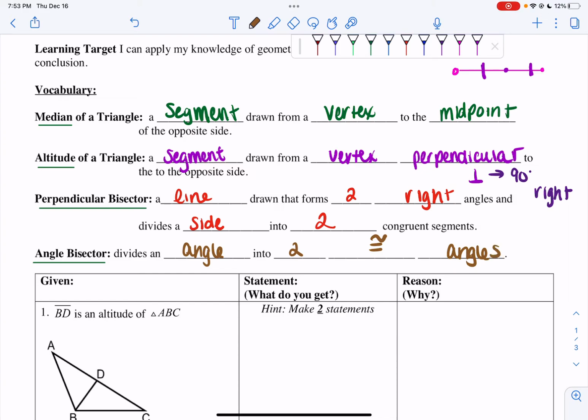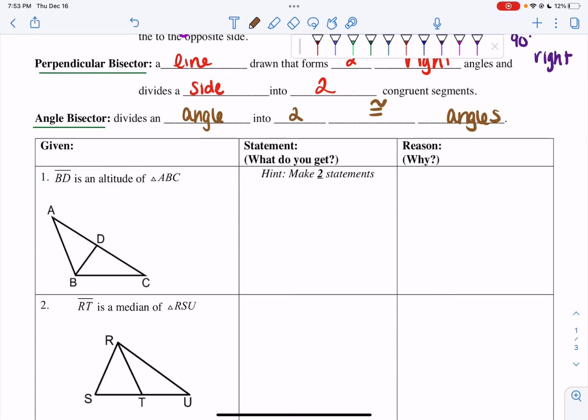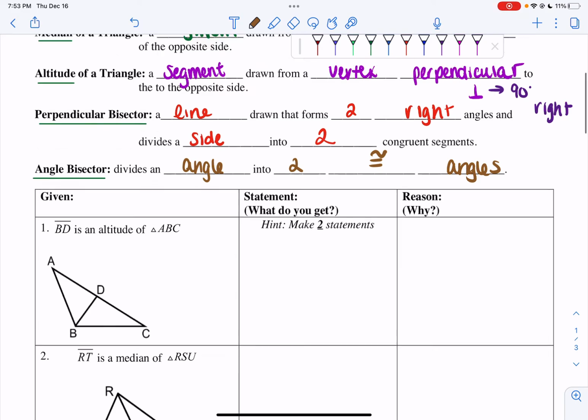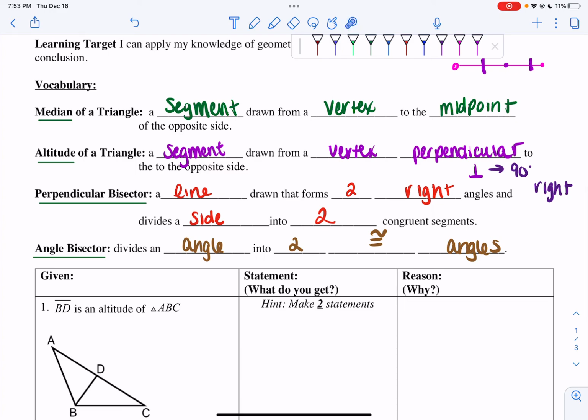Now let's draw some conclusions. Okay, perfect. So, given BD is an altitude of triangle ABC. The first thing I'm giving you is a hint. You have to make two statements. So let's go up here to an altitude. An altitude is a segment drawn from a vertex perpendicular to the opposite side. So that means I'm making right angles.